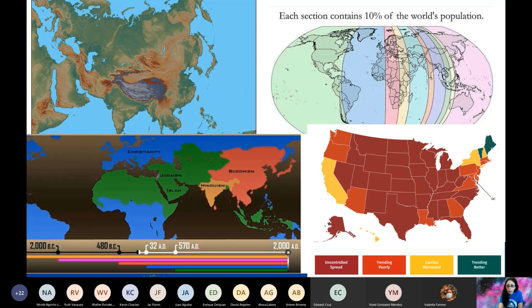To the right, we have a map of COVID trend states. Be very familiar with this. And at the moment in Texas, this thematic map tells us that we are in a period of uncontrolled spread for COVID, which is not great. On the top right, we have another thematic map that shows us population densities. Each section of that map contains 10% of the world's populations. As you guys can tell, I'm kind of obsessed with thematic maps. I think they're fun to look at.